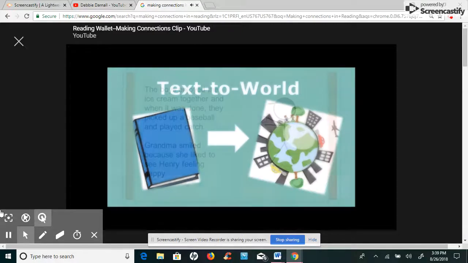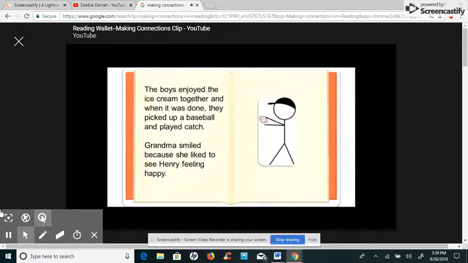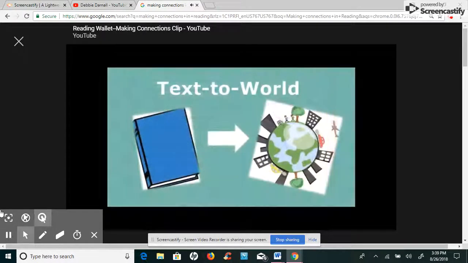The boys enjoyed the ice cream together, and when it was done, they picked up a baseball and played catch. Grandma smiled because she liked to see Henry feeling happy. Does that remind you of something in this world?